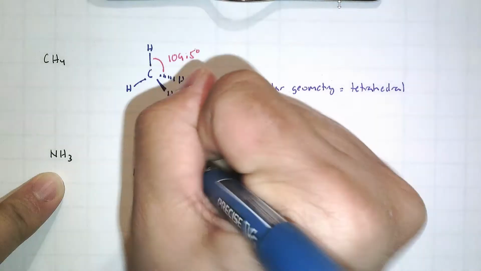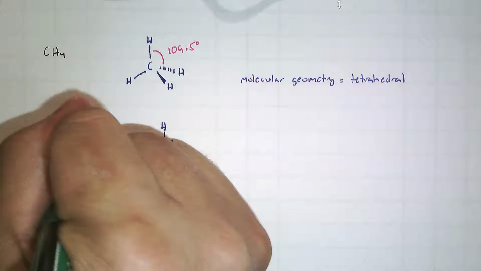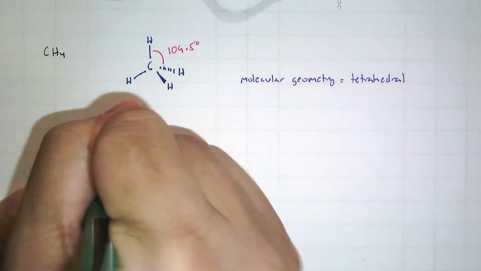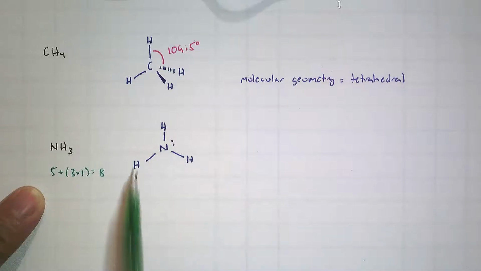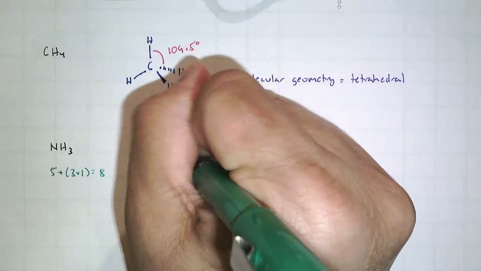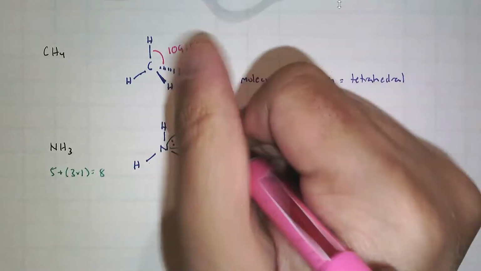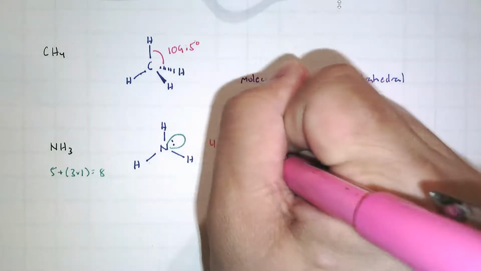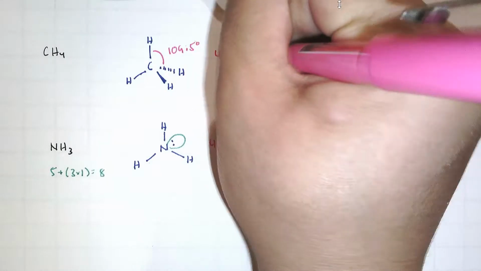This is the Lewis structure, and it has the right number of valence electrons. 5 plus 3 times 1 equals 8. Yep, 8. 2, 4, 6, 8. But now, because we know that a lone pair can also count as a balloon, we have 4 balloons. This is 4 balloons, just like methane is 4 balloons.